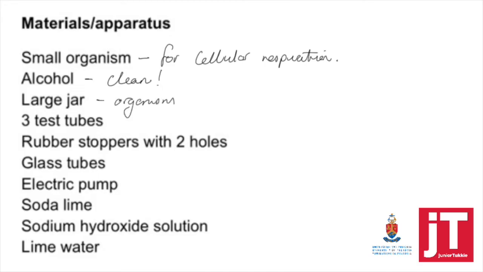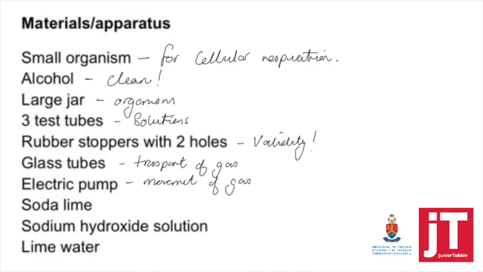We have our large jar in which we're going to place our organism. Three test tubes, which are for our solutions, and you'll see which solutions I'm referring to now. Rubber stoppers to make sure that each of those are sealed off quite nicely. We've got some glass tubes for the transport of the gases. An electric pump, this is for the movement of the gas through the entire system. My soda lime and sodium hydroxide, we now know, are to remove the carbon dioxide from the experiment. And then my lime water for our CO2 test.